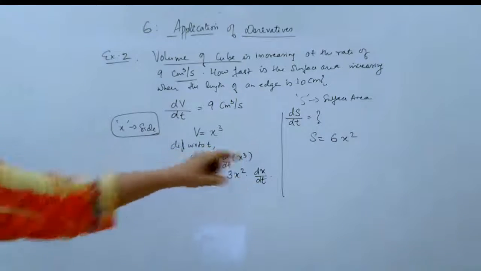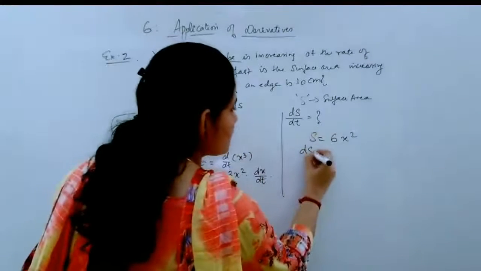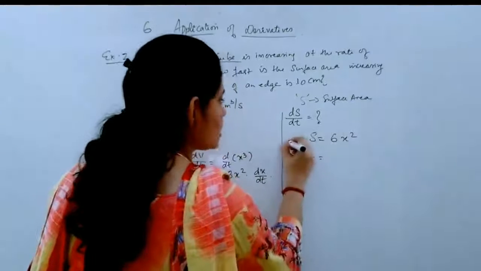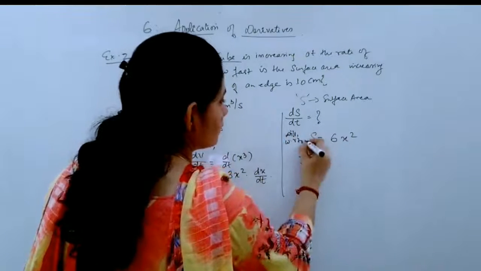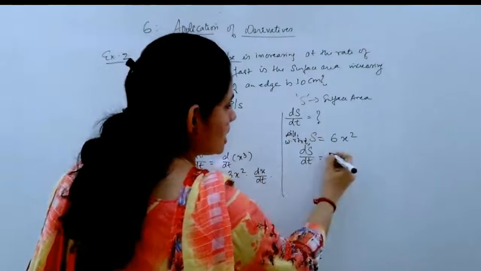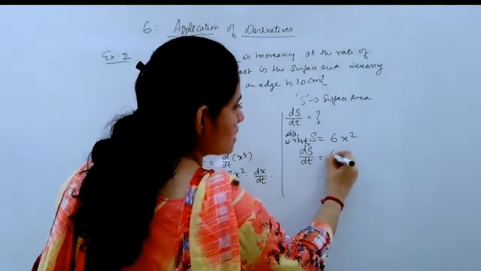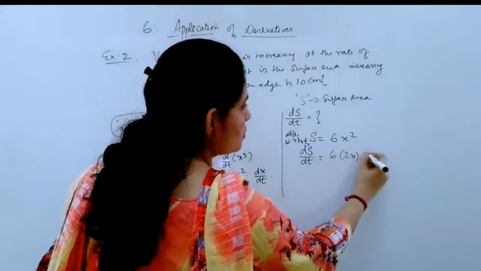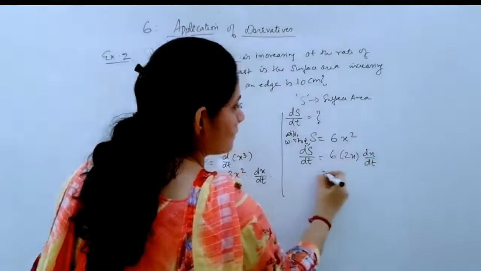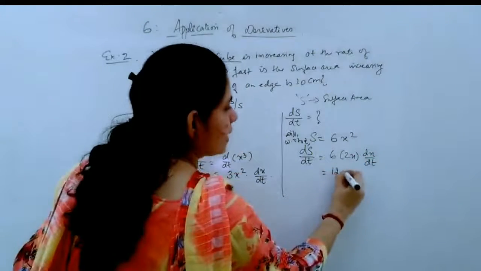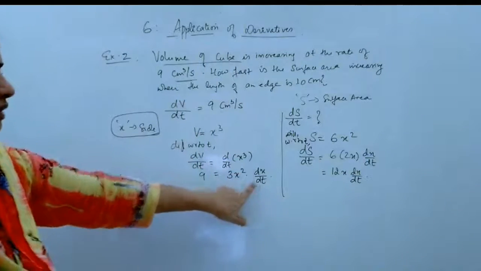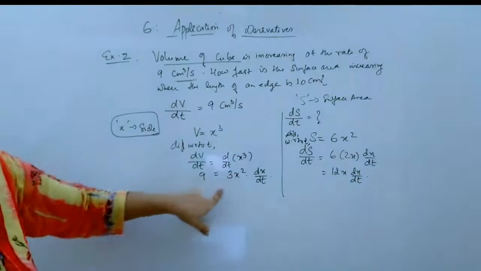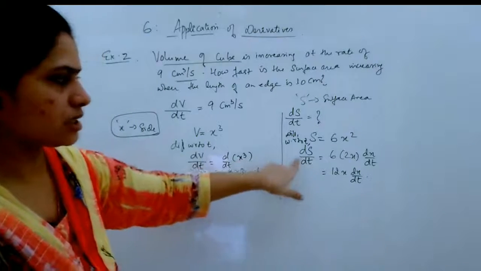So what you will get is ds by dt, that is with respect to t you are differentiating. So ds by dt is equal to 6 into 2x into dx by dt. Right? So this is your 12x dx by dt. So from here, if you find out the value of dx by dt, you can replace here and find out what is ds by dt.